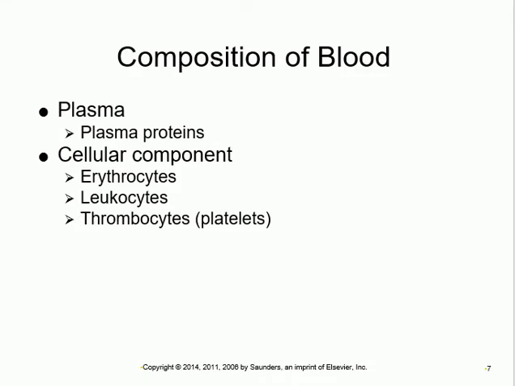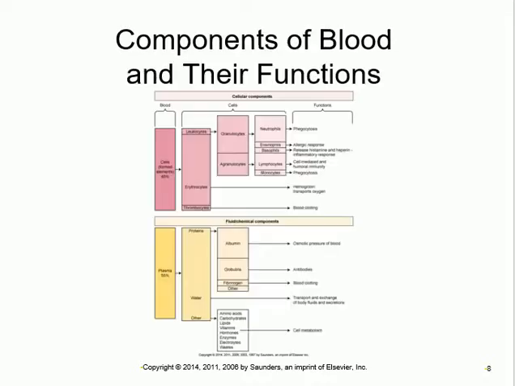Now the blood in general consists of two parts. The fluid part, which is called the plasma, and the formed elements, or the cellular elements. The different cells are called erythrocytes. What are erythrocytes? What's the common name? Red blood cells, leukocytes, and thrombocytes, right? And the plasma is a fluid part that contains plasma proteins.